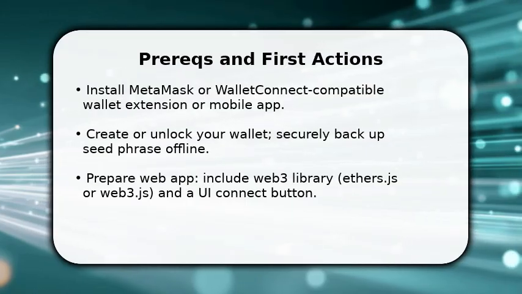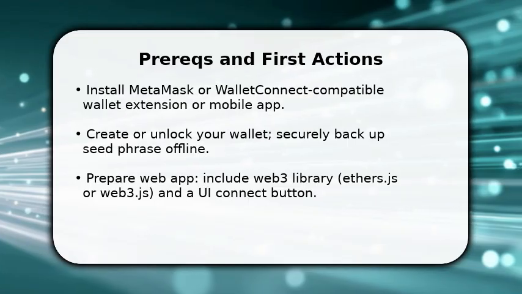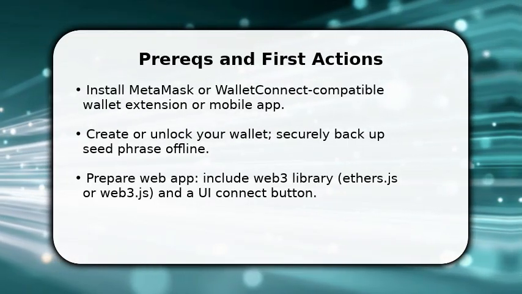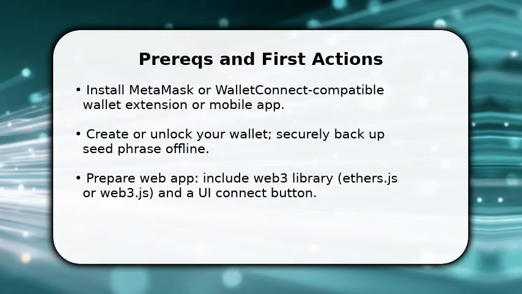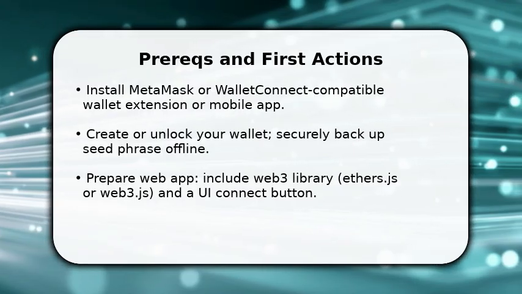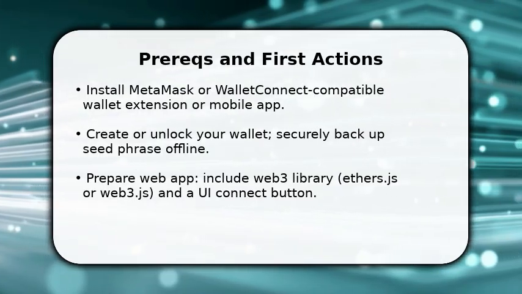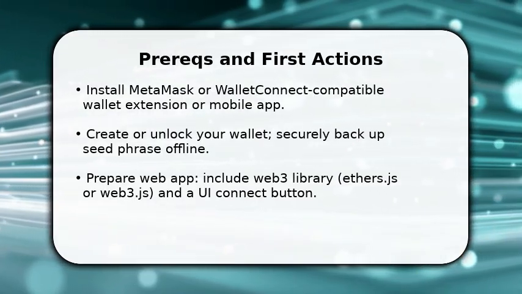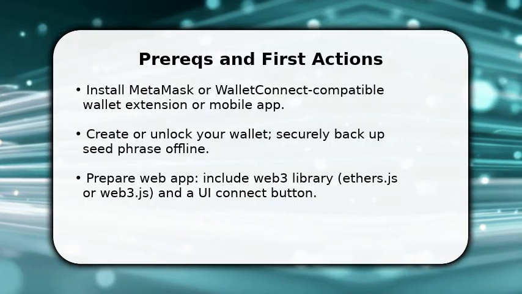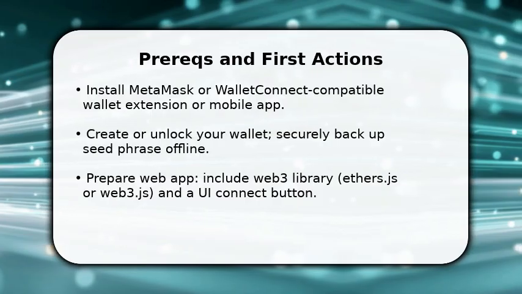You start by verifying prerequisites. Have MetaMask or WalletConnect ready and your app wired to a Web3 library. First, create or unlock the wallet and confirm the seed phrase is backed up offline. This prevents losing access. Next, add the Connect button to your page and import ethers.js or web3.js. Once done, initialize a provider instance but do not request accounts yet.